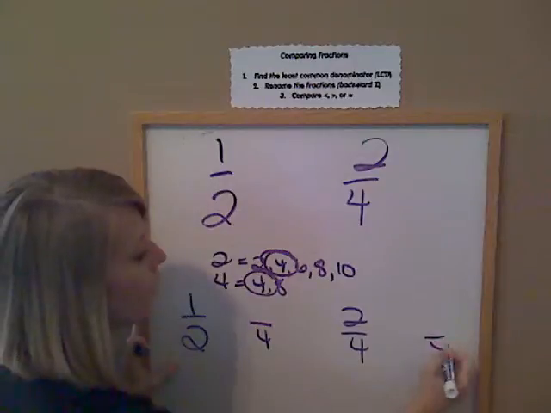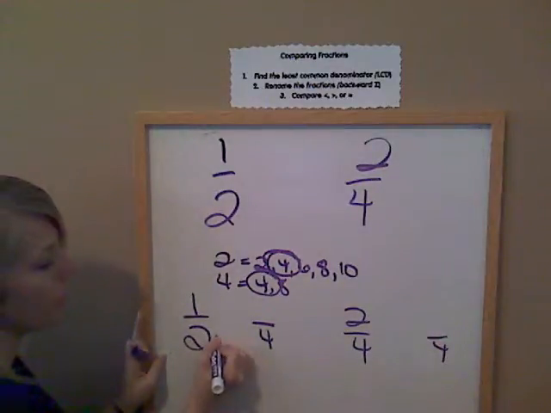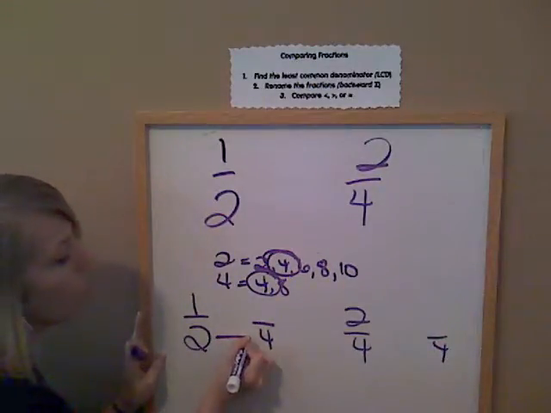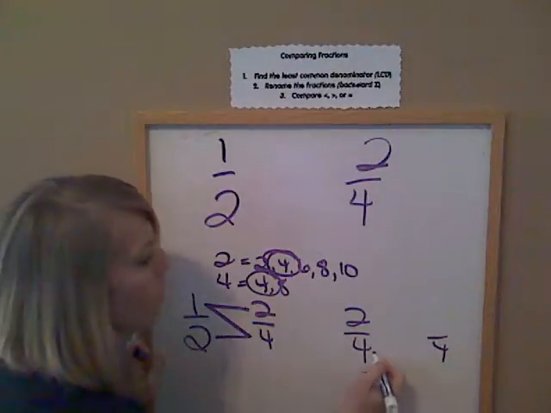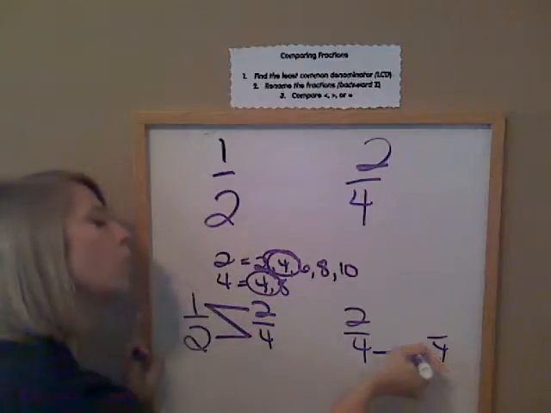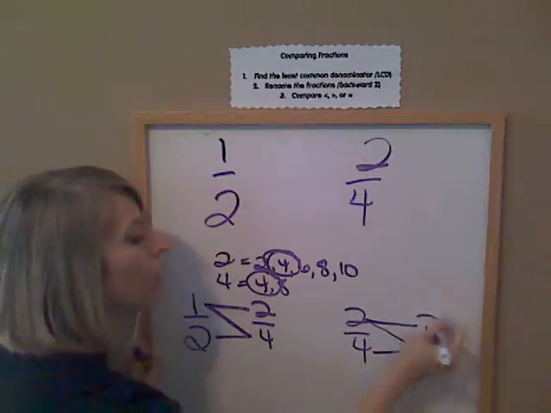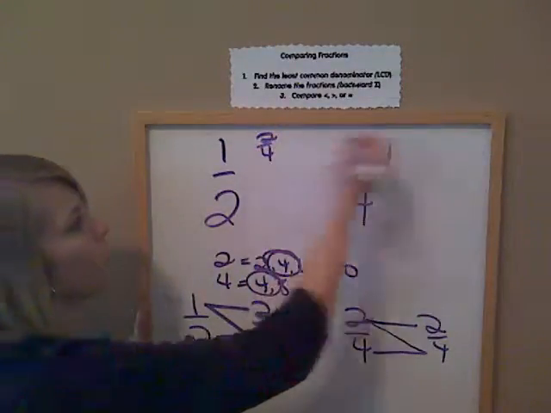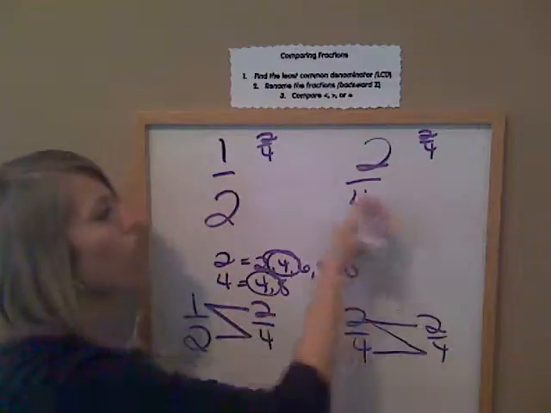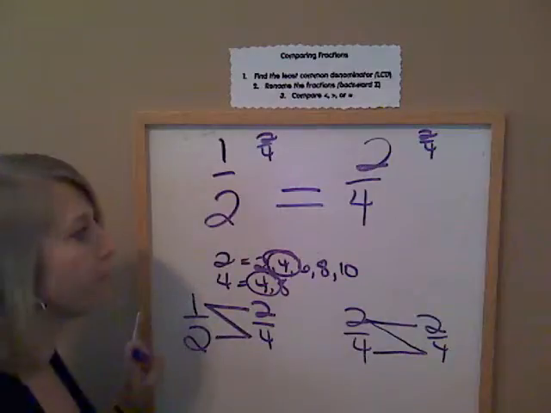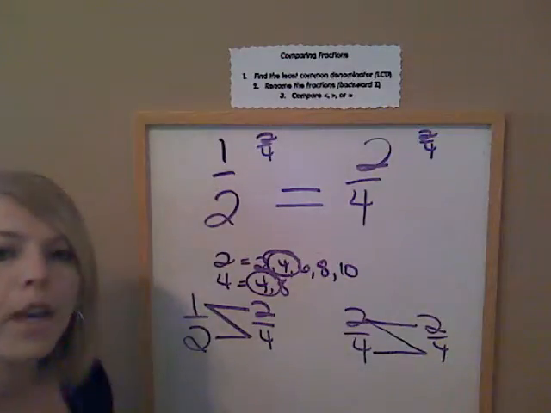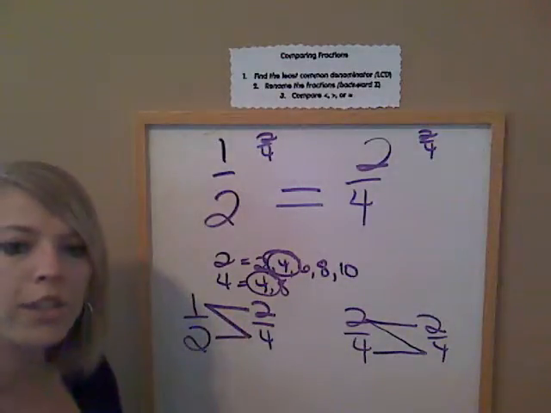Our new denominator is 4. Using the backward Z, start at the bottom. 2 divided into 4 will go 2 times. 2 times 1 is 2. Bring it over. 4 divided into 4 is 1. 1 times 2 is 2. Bring it over. So our new fractions become 2/4 and 2/4. And we see here that this is an equivalent fraction. If you have any questions about comparing fractions, feel free to just refer back to your chart.